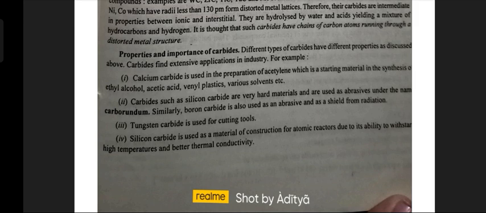Carbides such as silicon carbide are very hard materials which are used as abrasives under the name carborundum. Similarly, boron carbide is also used as an abrasive and as a shield from radiation. Tungsten carbide is used for cutting tools. Silicon carbide is used as a material of construction for atomic reactors due to its ability to withstand high temperature and better thermal conductivity.